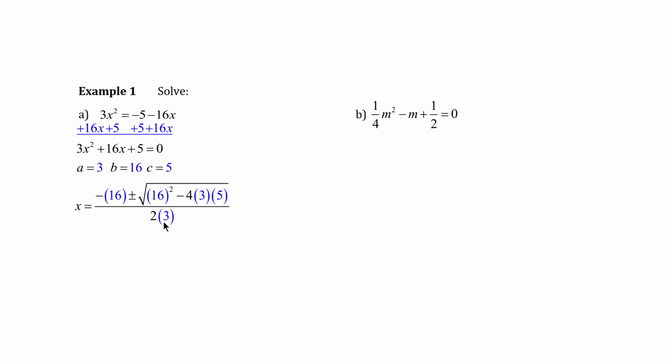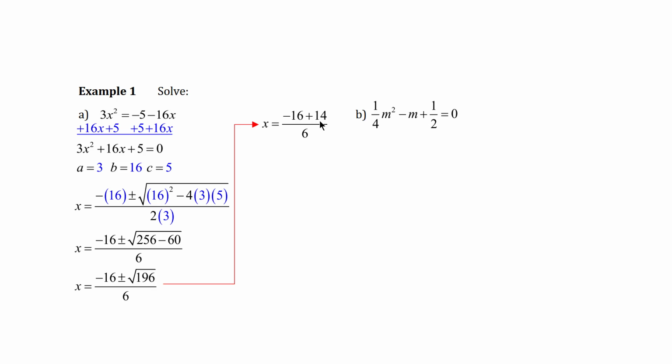Next, we simplify. Inside of the square root, we have 16 squared, which is 256. We have negative 4 times 3 times 5, which is minus 60. In the denominator, we have 2 times 3, which is 6. So the result is x equals negative 16 plus or minus the square root of 256 minus 60 over 6. Next, 256 minus 60 is 196. So the result is x equals negative 16 plus or minus the square root of 196 over 6. Next, we could take the square root of 196, which is 14.